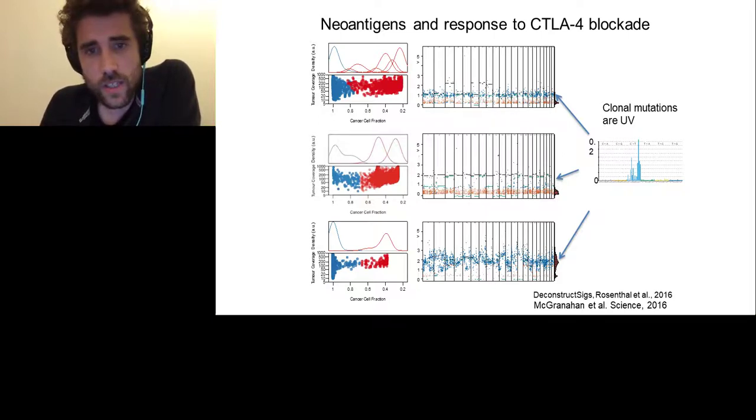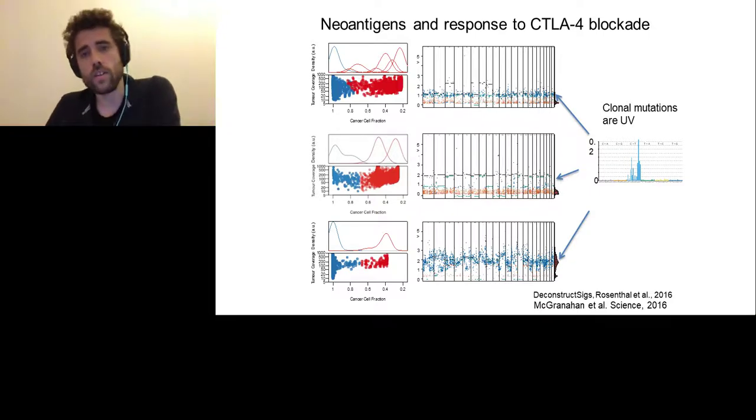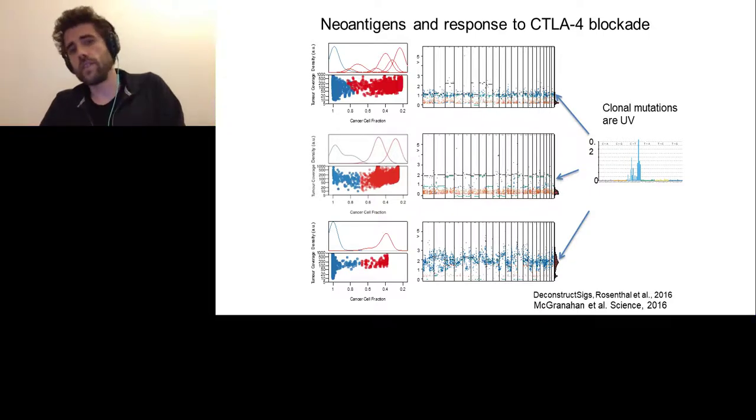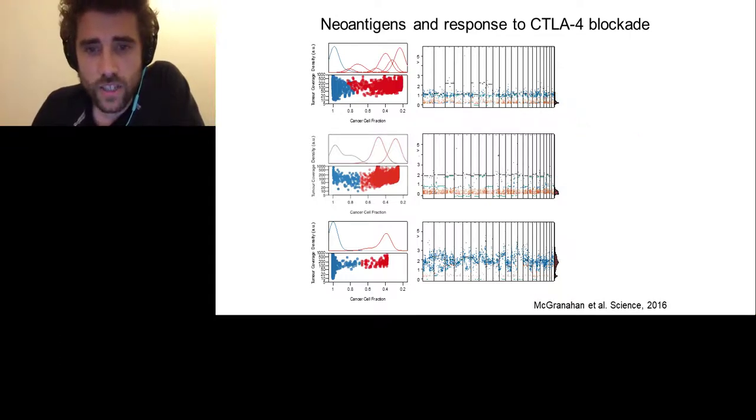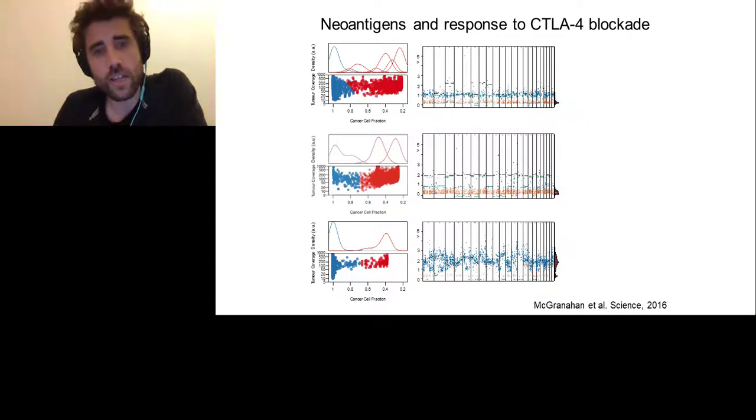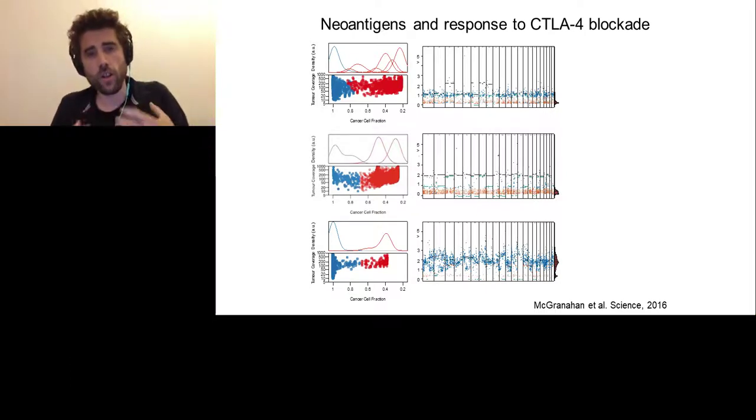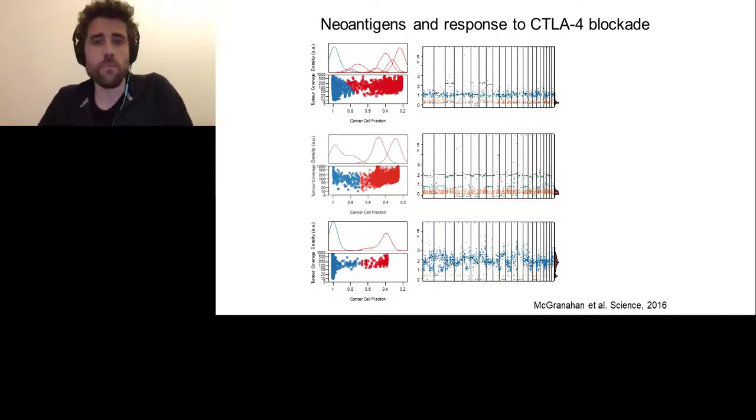But the subclonal mutations, on the other hand, looked very different. And these, rather than being a sequencing artifact, we could actually link to alkylating agents. This was actually caused by the patient's prior treatment, because they were treated with temozolomide. So while the clonal early mutations are caused by UV light in these melanoma patients, the later mutations were actually caused by the treatment itself.